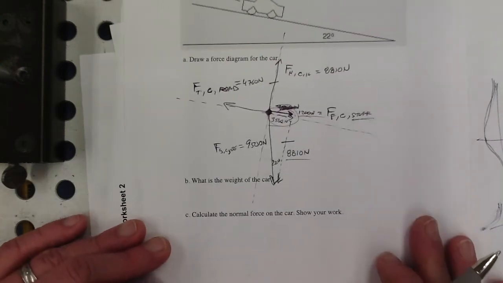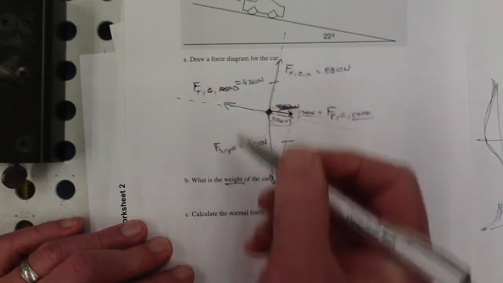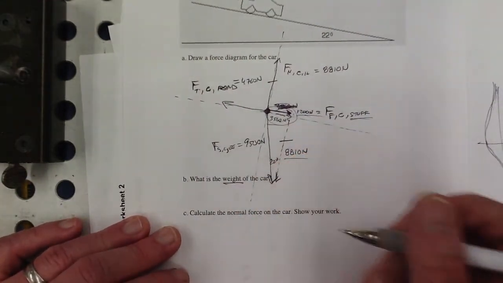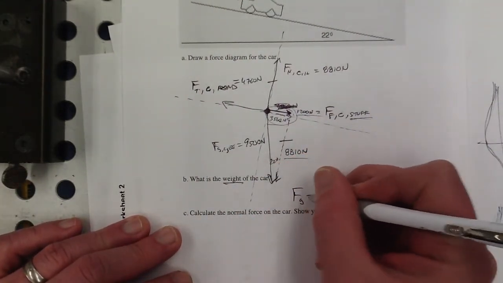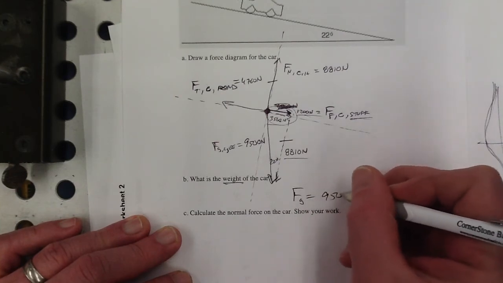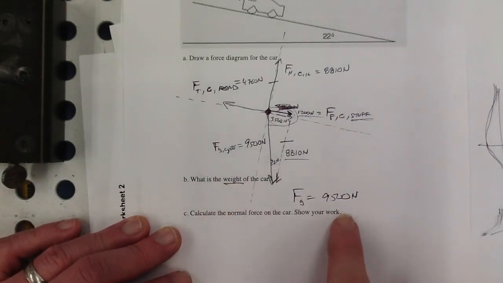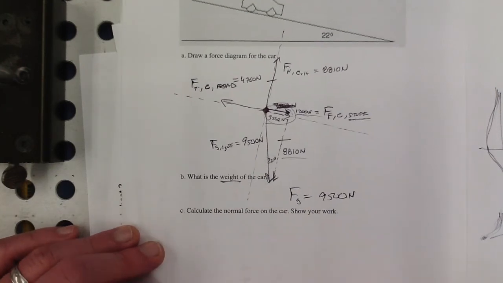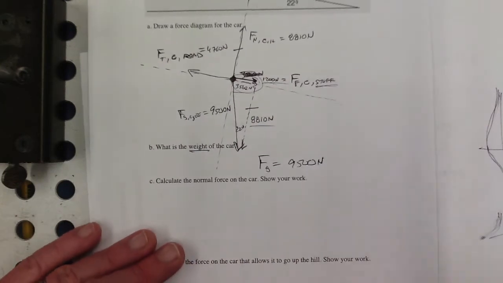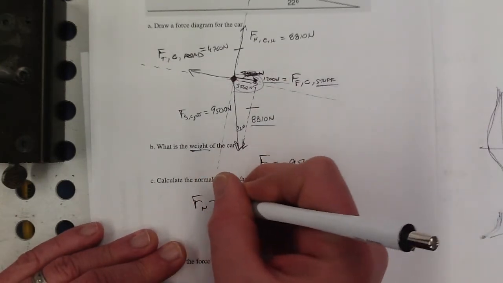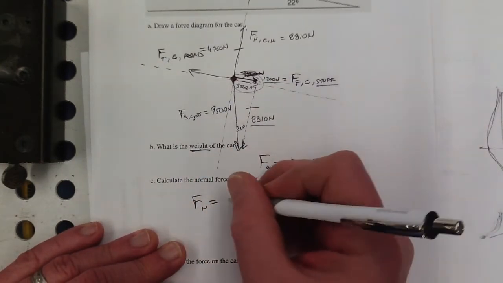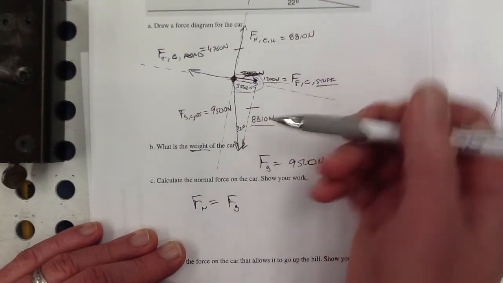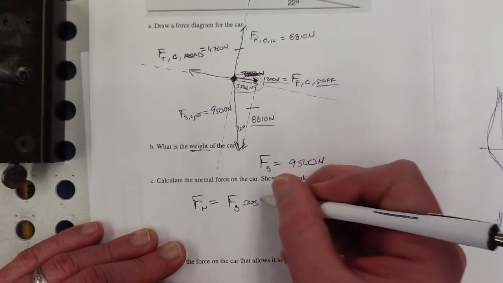All right. What's the weight of the car? Don't say 950 kilograms. That's not a weight. That's a mass. You want to know the weight? That's gravitational force. Same thing. Weight is a force. We measure it in newtons. Calculate the normal force on the car. Show your work. So the normal force is going to be equal to the gravitational force, and that was the cosine component of that.